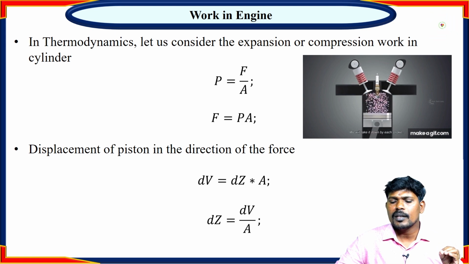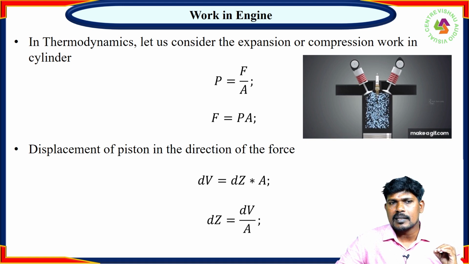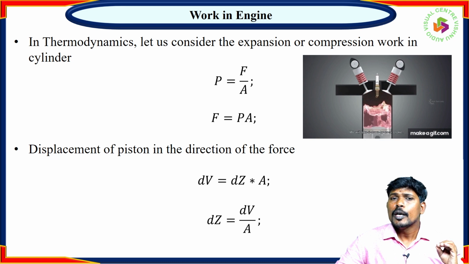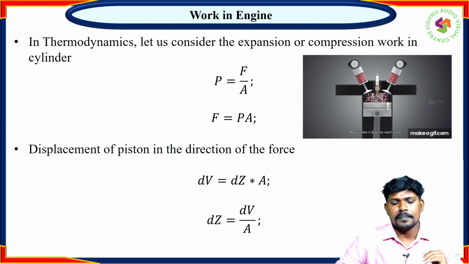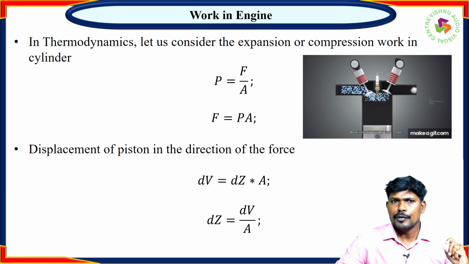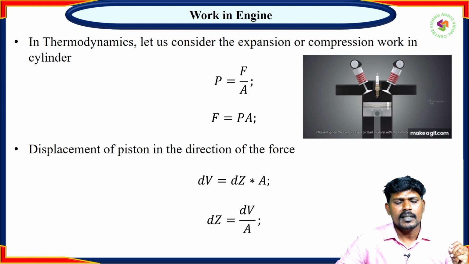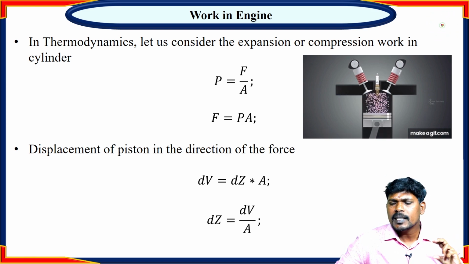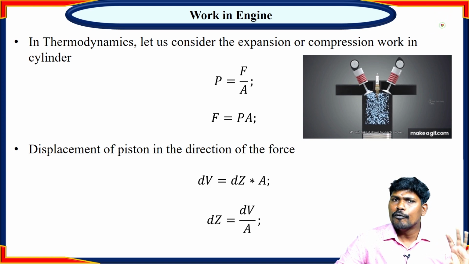So from there we know that the force exerted on a piston by the fluid is equal to the pressure of the fluid times the cross-sectional area of the piston. Now, what is the displacement? From there we got the F. Now, according to the previous definition, dW is equal to F dz. F you got. Now, what is dz? To determine dz, what is the displacement of the piston? That is equal to the expansion of the fluid.